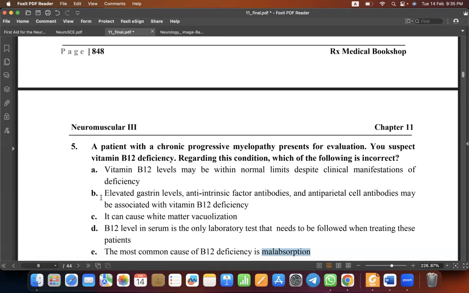In our body, there is a product called homocysteine. What B12 does is convert homocysteine to methionine. Now, methionine is very important to form myelin basic protein. And what is myelin basic protein? It is important for myelination, right?